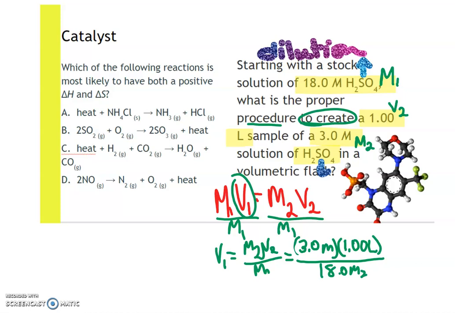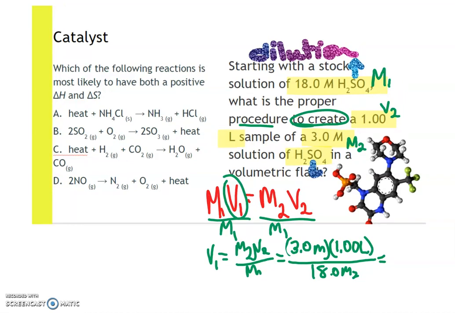So when I do that, I basically get 1/6, which is 0.167, and that's taking away the concentration units, leaving liters. Always pay attention to your liters, or to your units. Don't just assume, because you know what assuming is. All right, so that's not what the question asked. The question asked for the procedure.